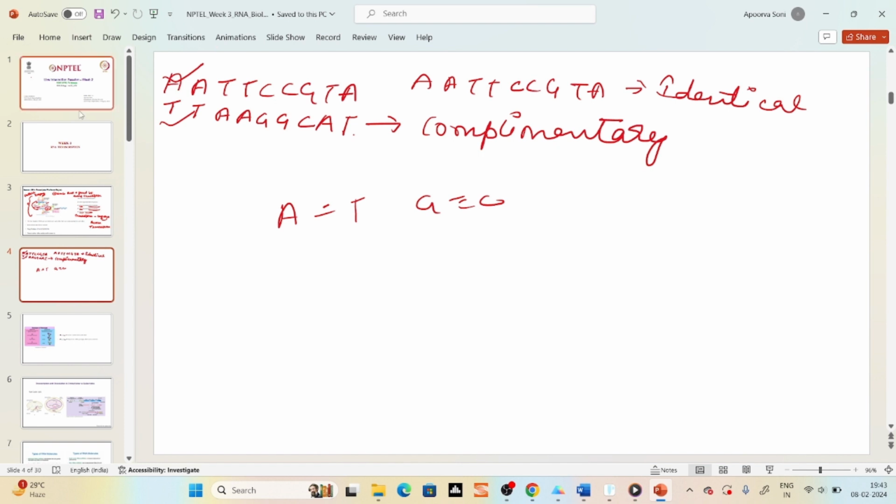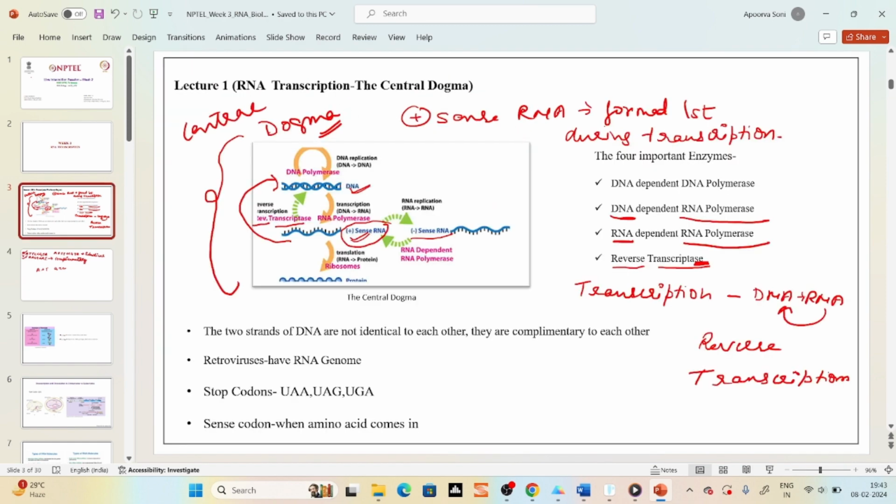Therefore, it is important to always remember that the two strands of DNA are not identical to each other, they are complementary to each other. Fine. Next point is retroviruses have RNA genome. So we have studied that through the course of evolution, the genome is now DNA.